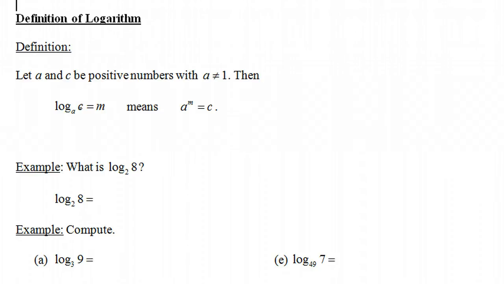Now sometimes the c here will be in parentheses and sometimes it won't be. But what we say is log base a of c equals m, and that means a to the m equals c. So let's do an example.